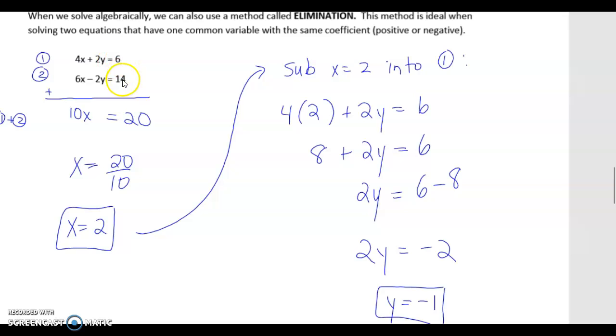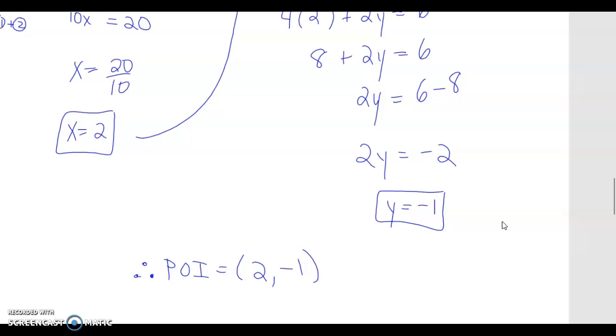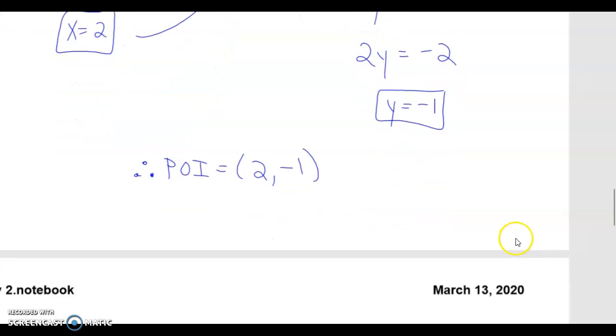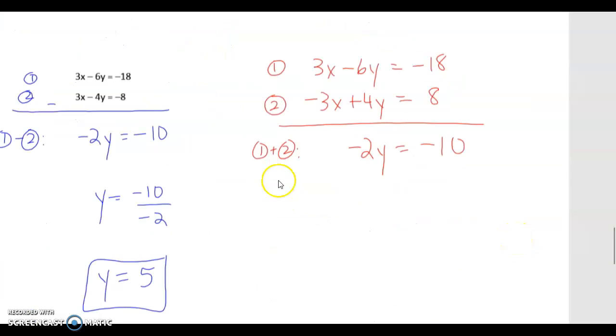And then 6 plus 14 is 20, so 10x equals 20, divide both sides by 10. And from here I proceed, your choice, equation 1 or 2, to solve for y, and we end up with y equals negative 1. The point of intersection here has coordinates 2, negative 1. Let's try this one more time. 3x minus 6y equals negative 18, and 3x minus 4y equals negative 8. Looking at my coefficients, my x coefficients are 3 and 3, and my y coefficients are negative 6 and negative 4.